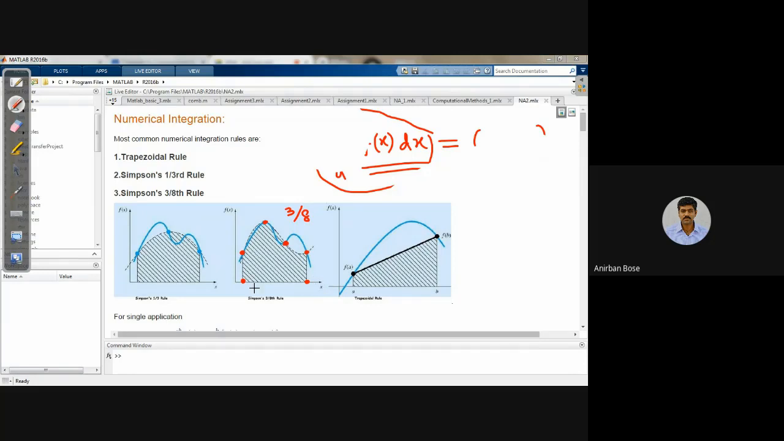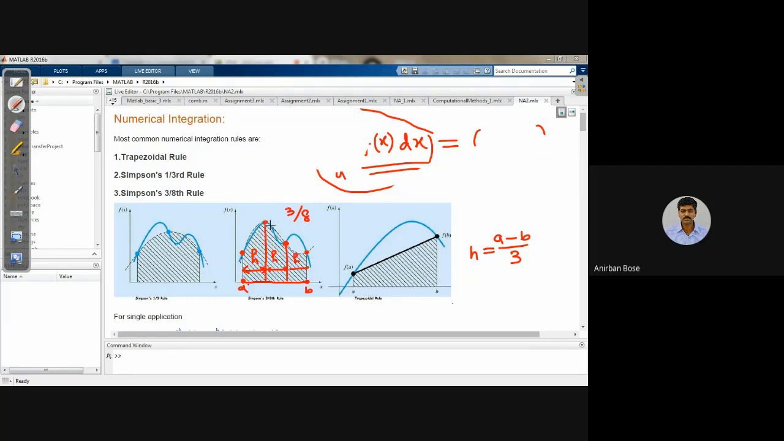If the total length is from a to b, then this distance a minus b is divided by 3 in this particular case. This is basically the h, the length of each segment. So the distance from here to here, h, is (a minus b) by 3. So equidistant points.